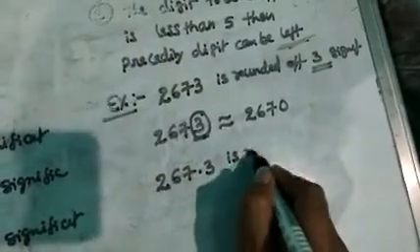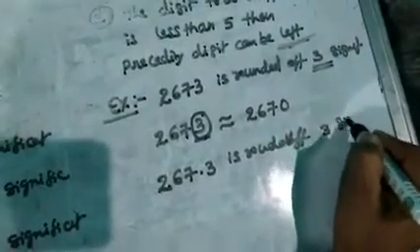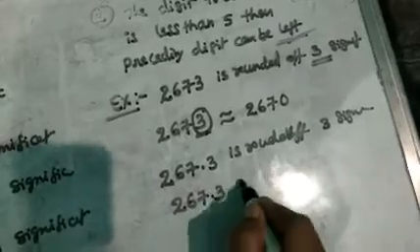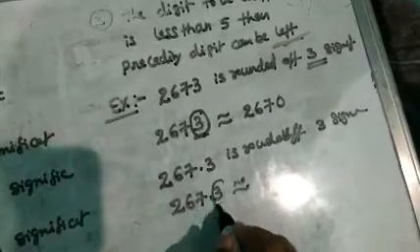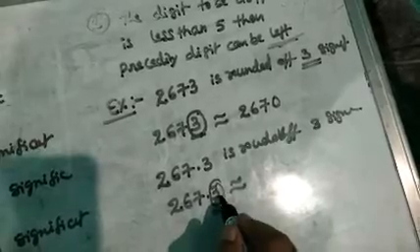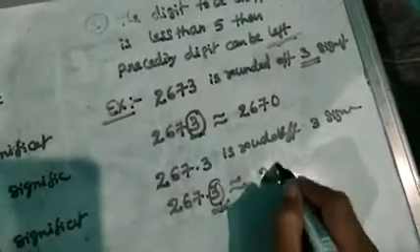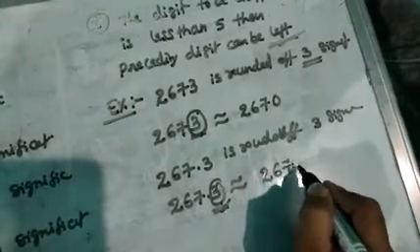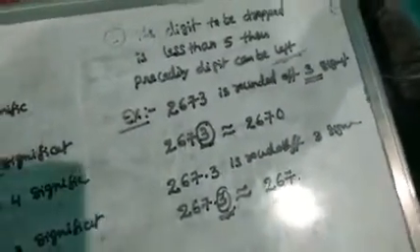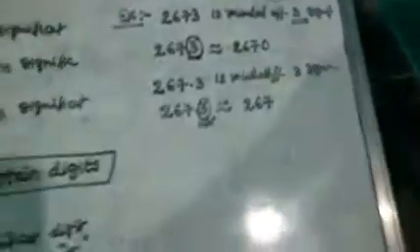Similarly, 267.3 is rounded off to 3 significant figures. 267.3 is roughly equal to, again I am saying, this 3 you are dropping. 267 must be there. If the dropped digit is less than 5, the preceding has no change. This is 267. Don't write the decimal, don't write 0 also, otherwise you will make a mistake. So this is your answer.